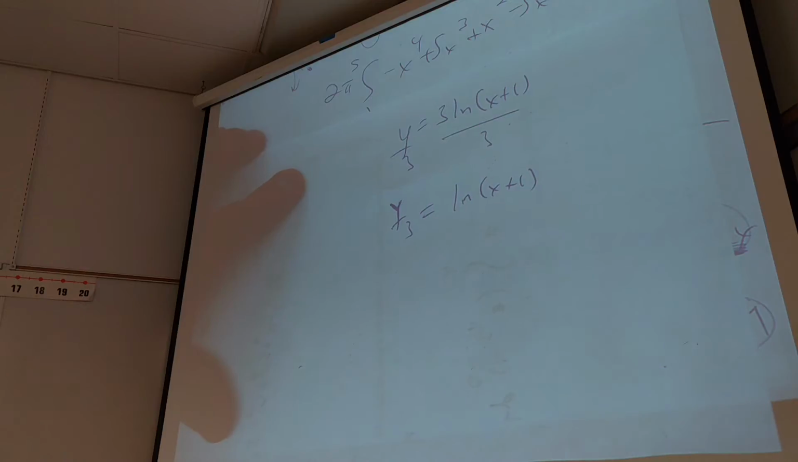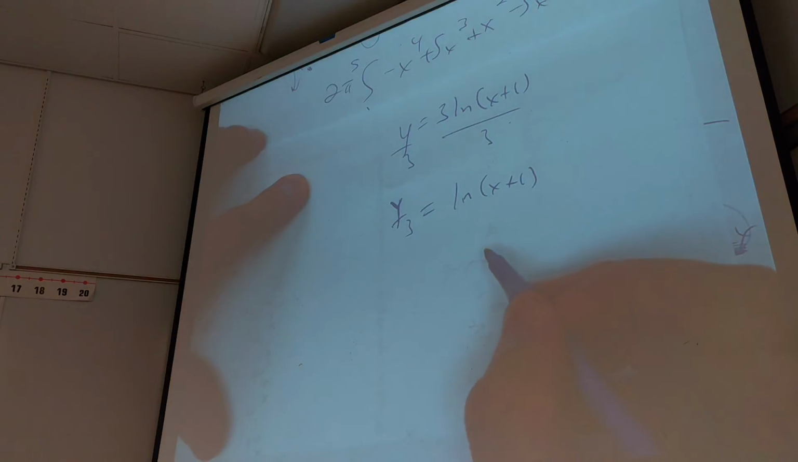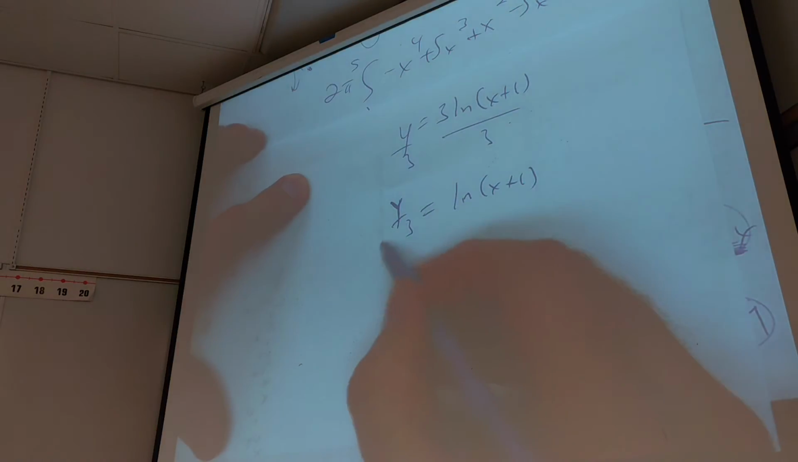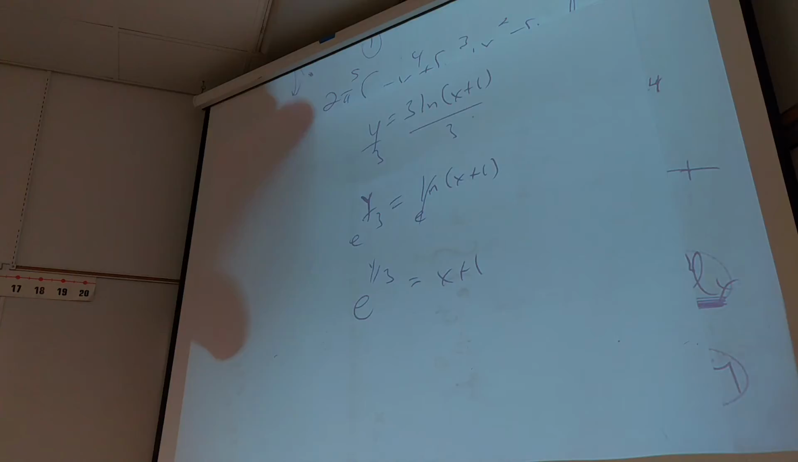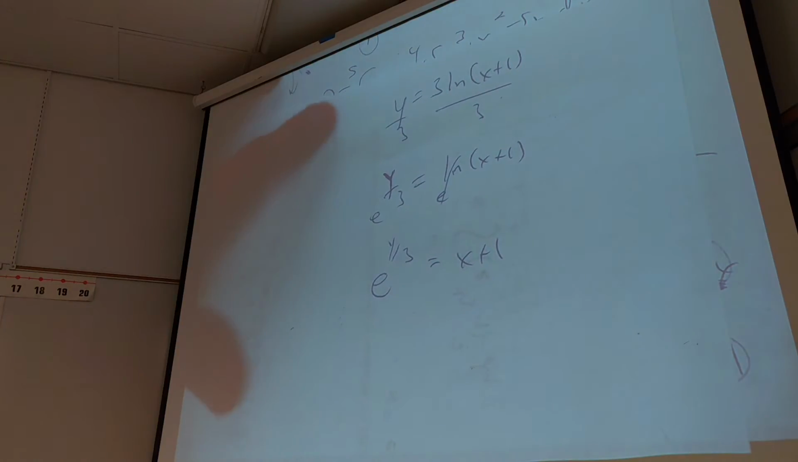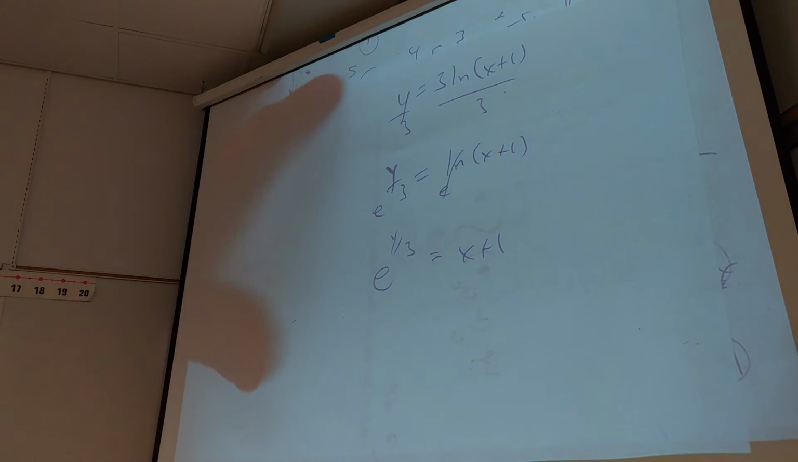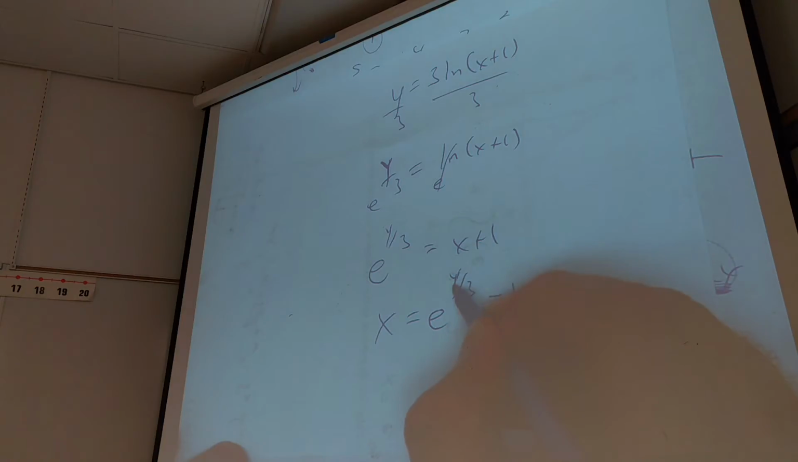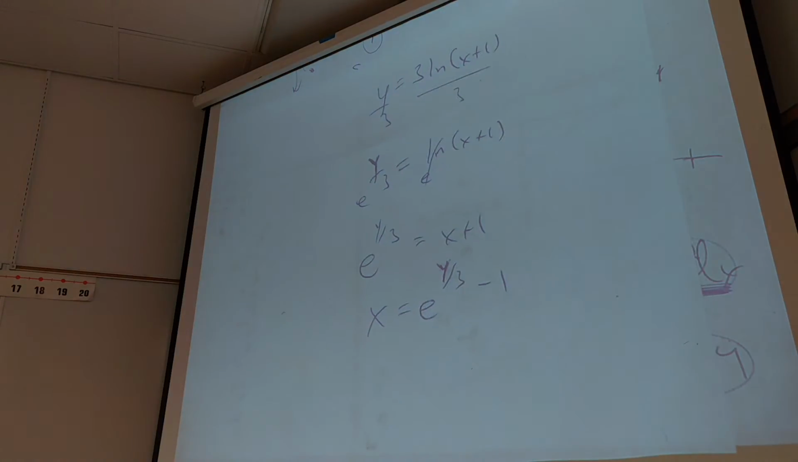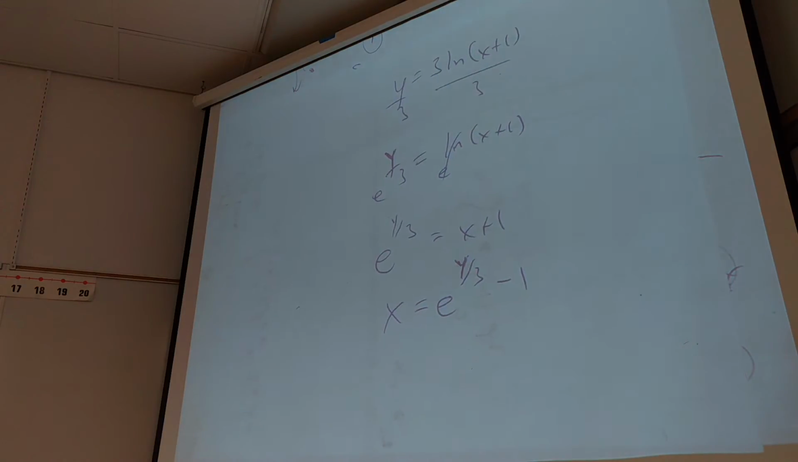What do you do after this step here? So e. Yeah, raise each side to e, or e to each side. I mean, it's basically what we just did to solve when y was 4. In fact, my y looks like 4, so it really looks like the same thing. So x equals e to the y over 3 minus 1, right? Okay, so that's the function we're using.